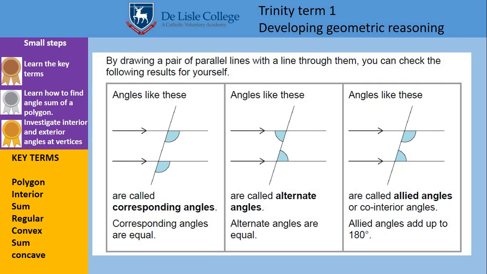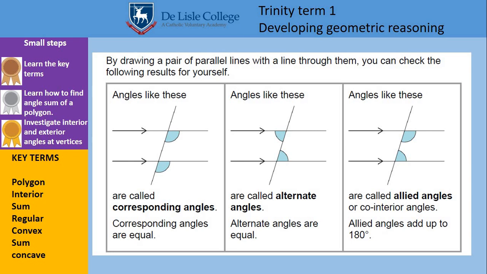So, this is what you'll need to copy down exactly as it appears into your book. These are parallel lines with a line through them, and this is what we're going to look at. There are corresponding angles, and those are the two highlighted there. Those angles are equal. Make sure you've got the arrows on the lines, because that shows they are parallel. If they're not parallel, you cannot use these reasonings here.